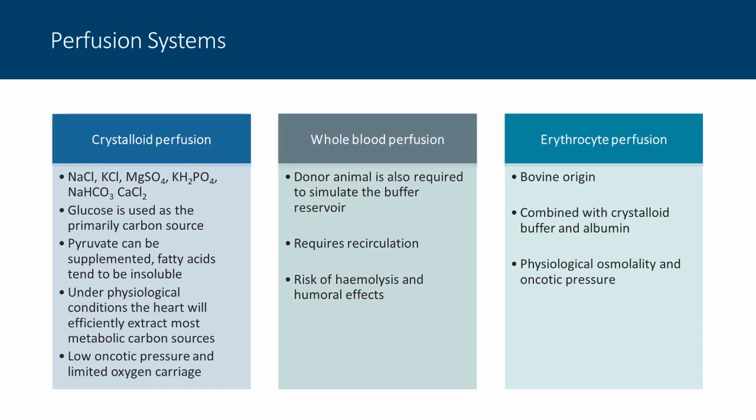To circumvent such an issue, a donor animal can be used to essentially reoxygenate the blood. This recirculation also means that the blood must be inline filtered, which can pose additional issues. Flow rates in the whole blood perfusion system are significantly lower. However, there is a significant risk of hemolysis or blood cell breakdown, and the humoral effects of the donor animal can have an influence on the ex vivo heart.